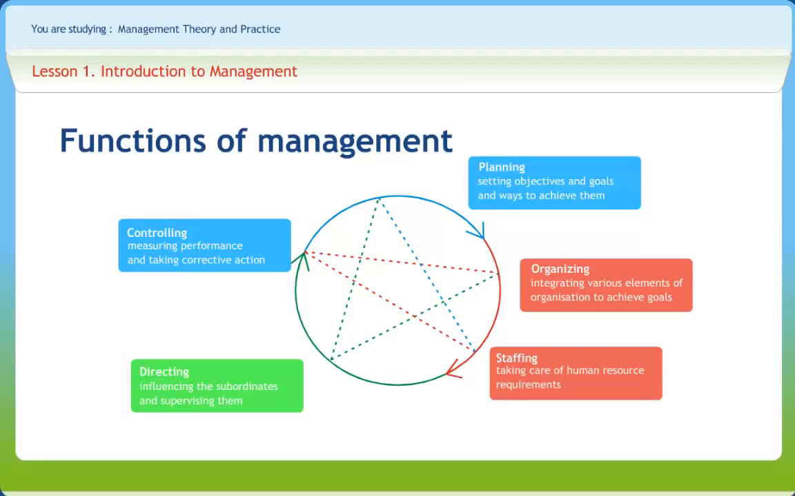Did you mark the arrows in the figure? The arrows show that these functions have to be performed continuously. Also, you must have marked the dotted lines inside the circle. They reflect the fact that these functions are all interrelated and simultaneous. We should not mistake them to be a stepwise function. They are not stepwise, nor one after the other. They are interrelated and simultaneous.